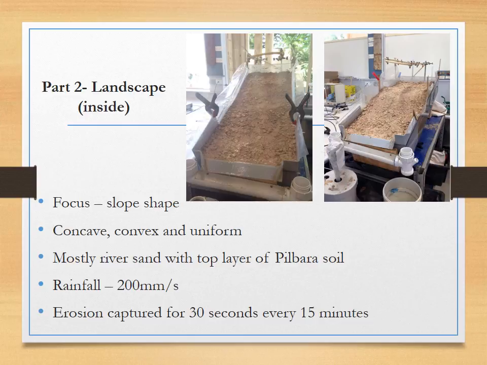For the inside experiment, the setup is similar to the first diagram. The focus of this experiment was to measure the effect of changing the shape of the soil on the rate of erosion. A concave, convex and uniform shape were used. The soil used was mostly river sand with a top layer of Pilbara soil, which contains some rocks. The rainfall was constant for the whole experiment at 200 millimeters a second, with erosion captured for 30 seconds every 15 minutes. The data for both experiments was then analysed.